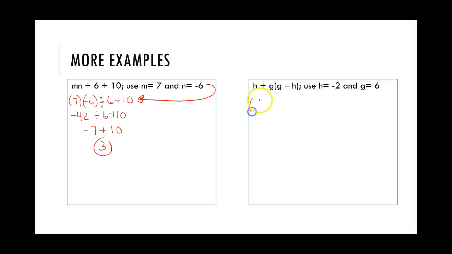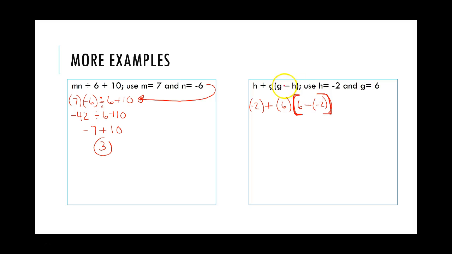So h is -2 plus g, which is 6, times g minus h, which is 6. Now watch what I do here. Minus h, so minus, but then h is also a -2. So I have to put 2 negative signs there. Okay, and I could put brackets around here so you see the difference.